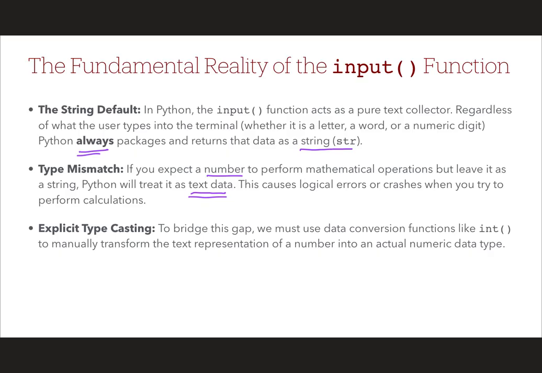Okay, so to bridge this gap between what you wanted and what Python returns, we must use some data conversion, like int function or float function, to manually transform the text representation of a number into an accurate numeric data type.